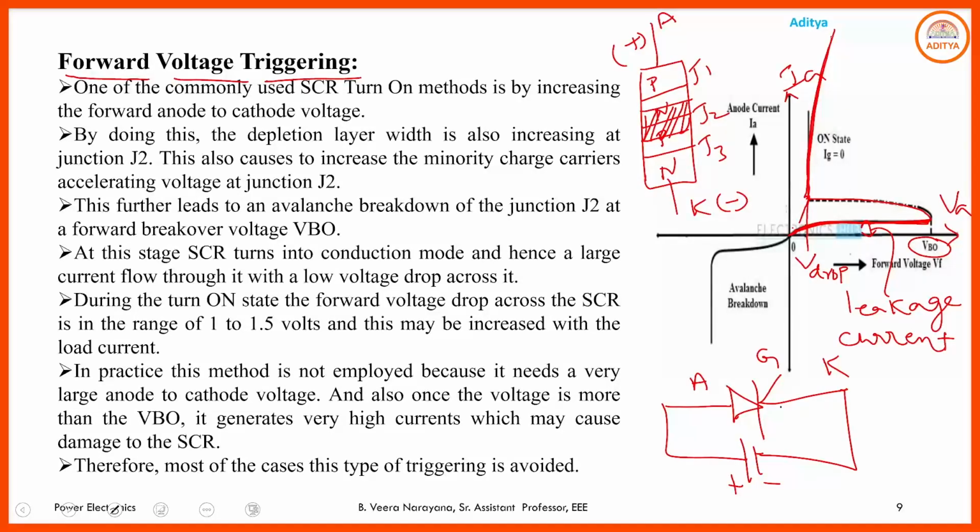If you go through this forward voltage triggering, we require a large amount of voltage across the SCR to trigger it. There may be a chance that this large voltage exceeds its rated voltage, and correspondingly the SCR may be damaged. Hence for practical applications we never use this forward voltage triggering method. But from a theory point of view, we say this method is used to turn on the SCR. That is simple forward voltage triggering.